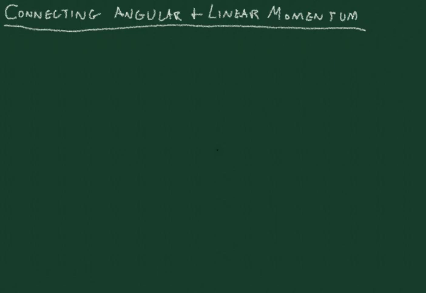Okay, so we've seen how linear momentum, the conservation of momentum that we talked about before, really had to do with Newton's first law. And we can see that there's obviously some kind of connection between angular variables and linear variables. And so now we're going to see how we can connect angular momentum and linear momentum, and how the conservation of linear momentum is really just a special case of a conservation of angular momentum.